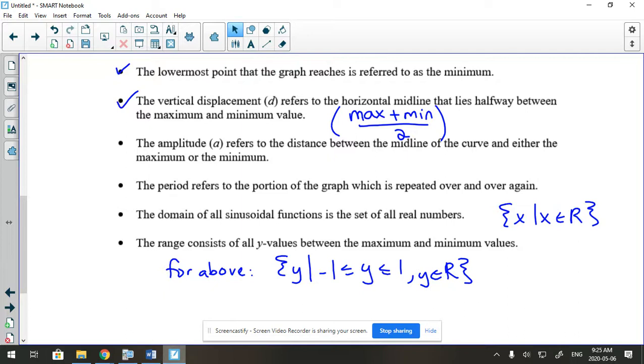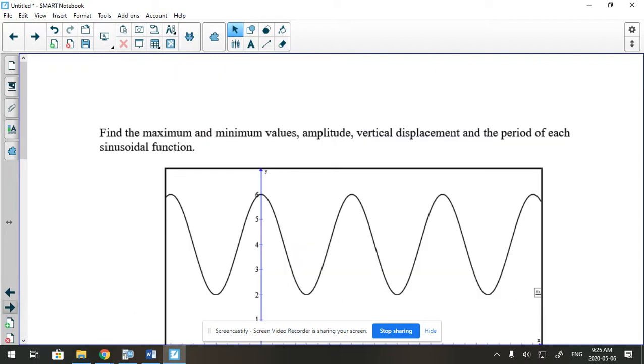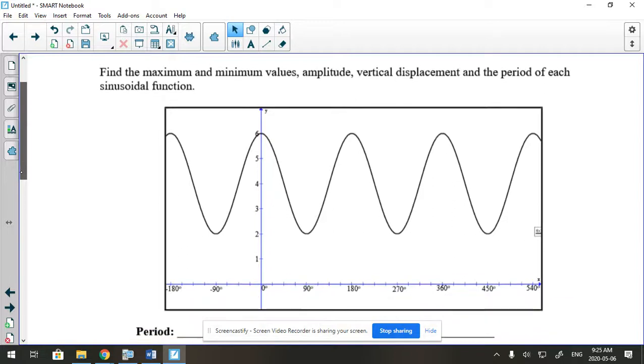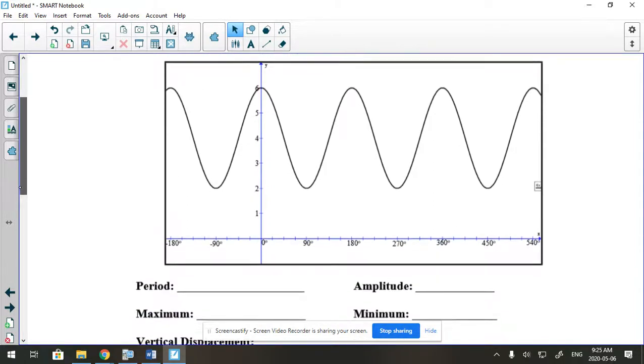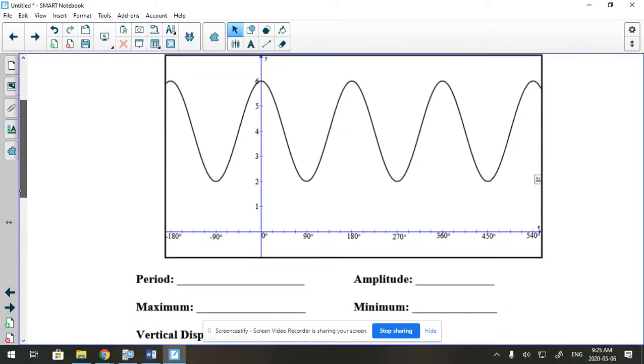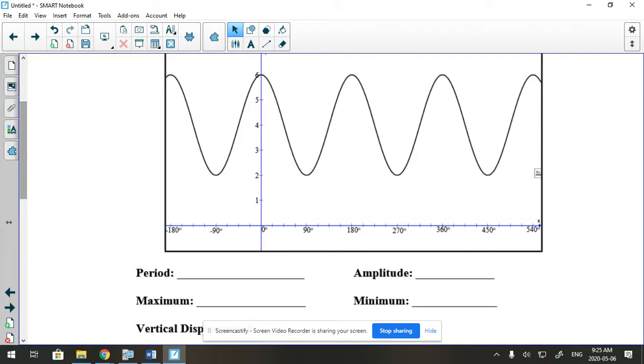Okay, back to our examples. I'm going to give you a couple graphs, and then you're going to have to tell me some information about it. So I'll do 2 of these examples with you, and then that'll be it for today. So I'll do the first one here. Here is my graph. I want to figure out all this different information. The trickiest thing to find is usually the period. Everything else is a little bit easier.